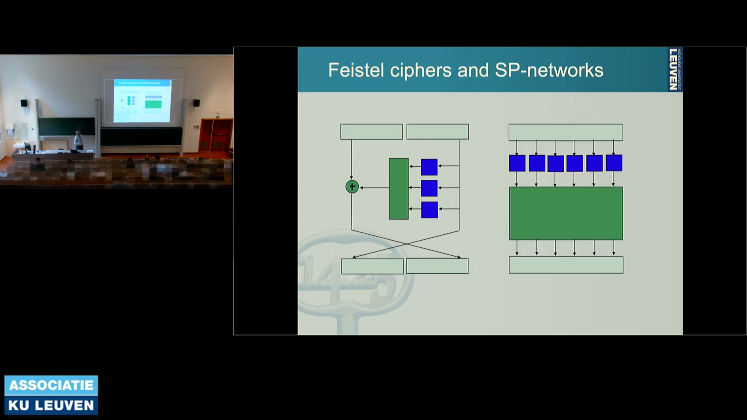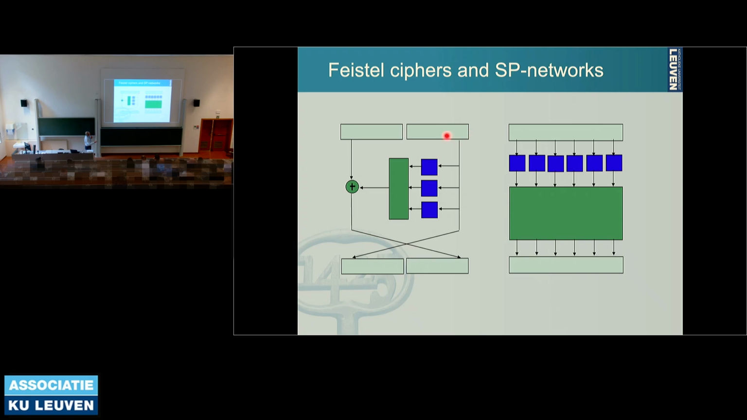There are two popular structures. The one on the right is actually like Shannon originally proposed it. They're now called substitution permutation networks. The one on the left is a variation that's called Feistel cipher, after one of the inventors. And so instead of having exactly this structure, it says, well, split the input in two halves.